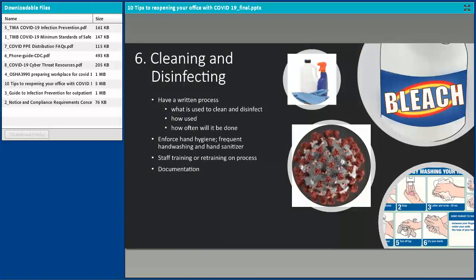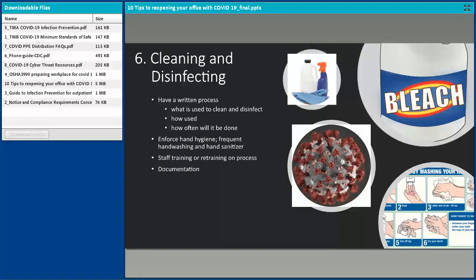So another tip is think about how much cleaning and disinfecting you're going to need to do. Obviously, you've always had processes where you cleaned exam rooms and waiting rooms. Exam rooms would be cleaned after each patient. Waiting rooms might have been done just on a single everyday basis. We would recommend that you have a written process. What are you going to be using to clean and disinfect?